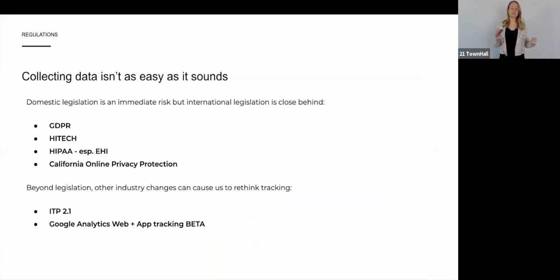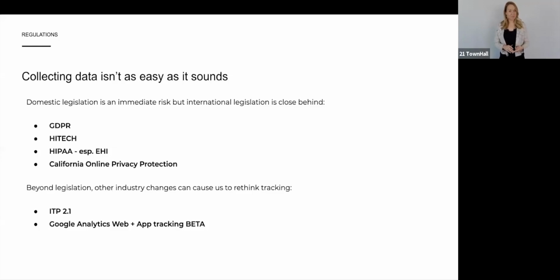So before we get into specifics talking about how to track your campaigns, I need to throw a little caveat in because collecting data really isn't as easy and straightforward as it sounds. I want to give you a couple of warnings to make sure that you don't collect something that could end up getting you in trouble. So there's domestic legislation as well as global. We're going to talk mostly about domestic.